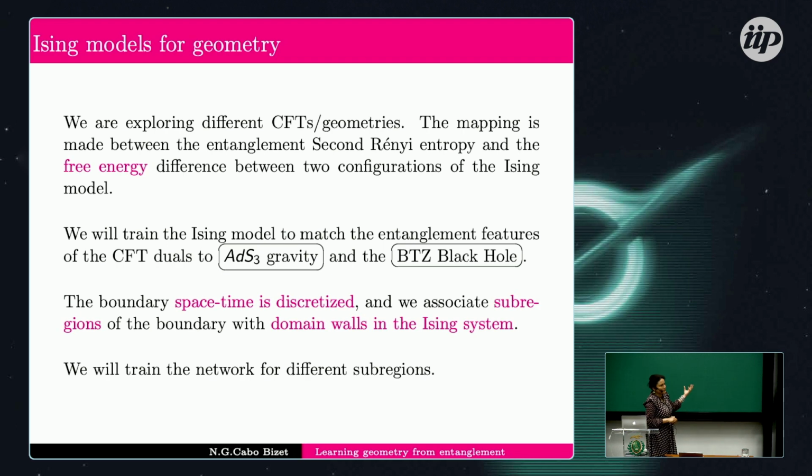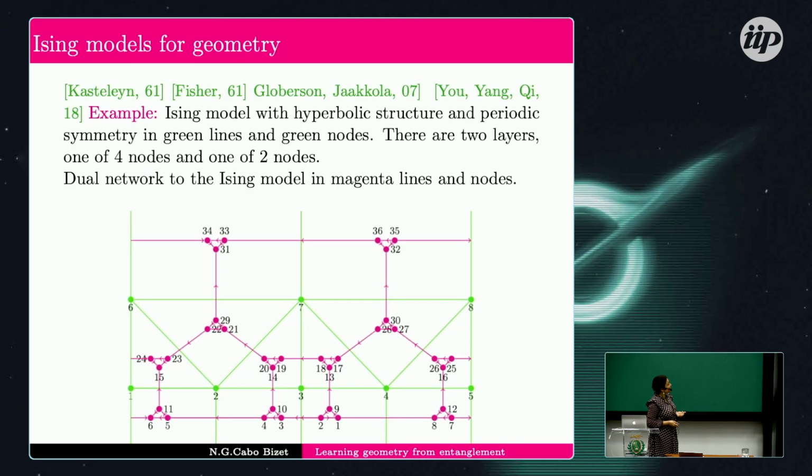This is a way of discretizing the space-time. These subregions of the boundary are like the domain walls of the Ising model. Okay, any comments, questions, or shall I continue?